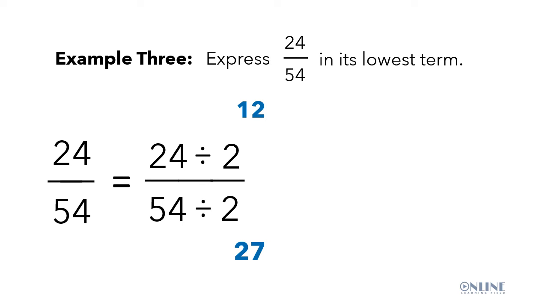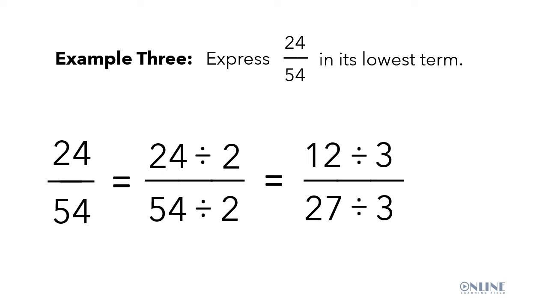The new fraction 12/27 can further be reduced by dividing it by its next common factor, 3. We go ahead and divide the numerator 12 by 3 and also divide the denominator 27 by 3. This will give us 4 as the new numerator and 9 as the new denominator. Finally, the lowest term that 24/54 can be reduced to is 4/9.